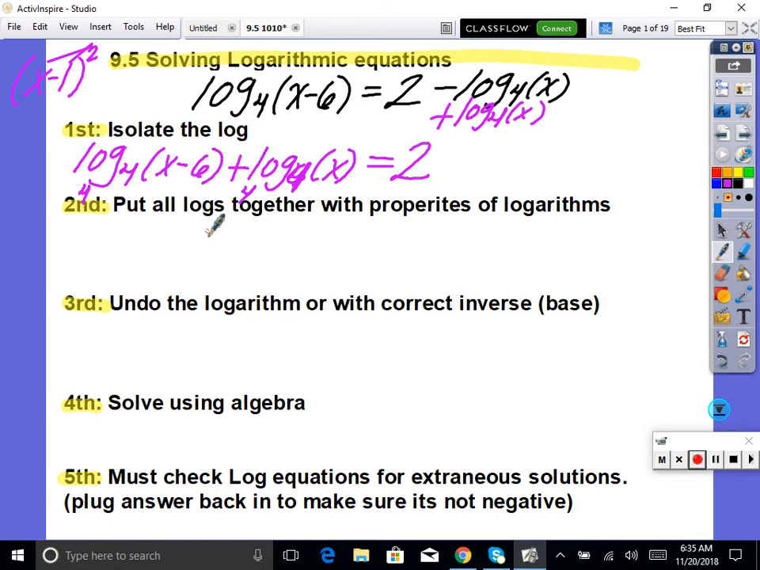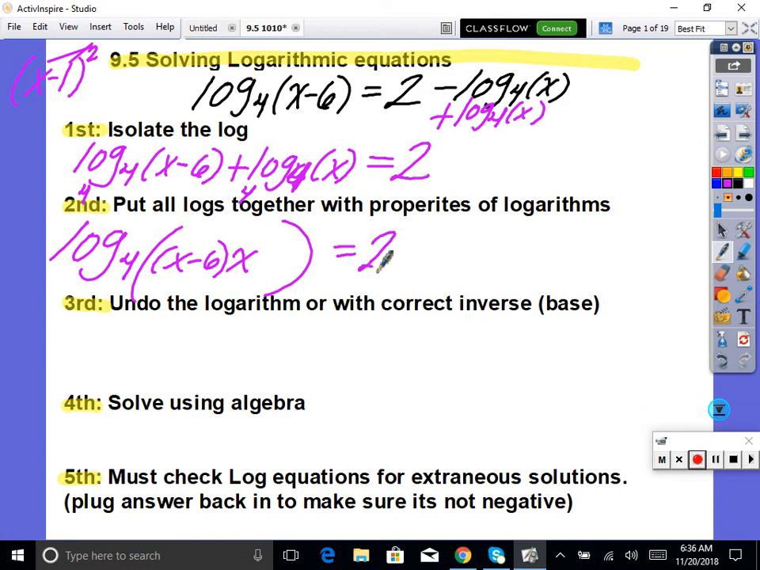But when you add 2 logarithms with the same base, we can multiply. When you multiply, you add, or when you add, you multiply. So we can put this as 1 log base 4, parentheses, and we have our x minus 6, plus sign means times, x. And now we have 1 log base 4. Do you have any questions on how I put that together? Because that's from last time, and that's equal to 2.